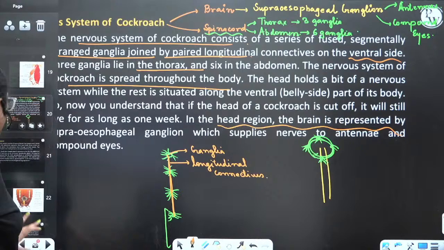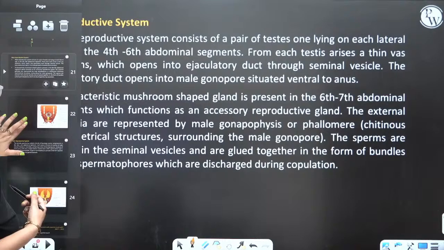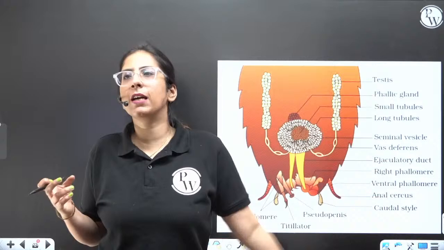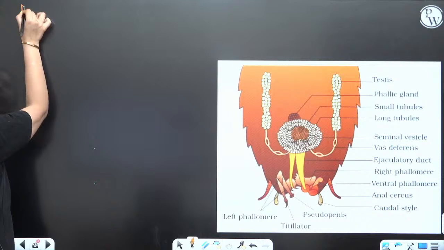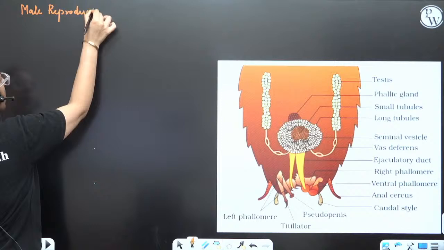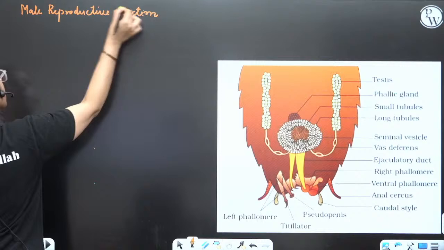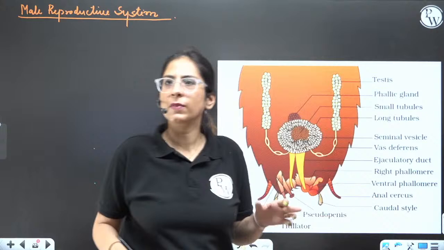So, now moving on to the next: the male and female reproductive system. With this diagram itself, we will understand the male reproductive system in the easiest way. The male reproductive system means they will be secreting sperms. So who secretes sperm? Sperm in this case is secreted by the testis.